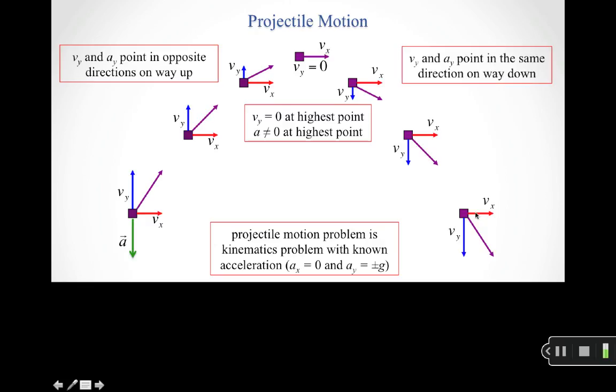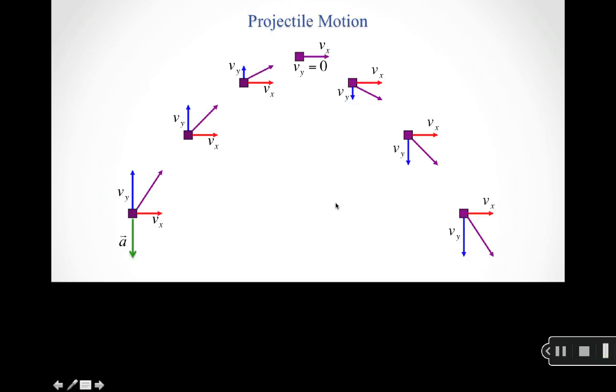So all these things I can summarize. I know that the y component of the velocity and the acceleration point in the same direction on the way down, which is exactly why my object speeds up. Right? This component gets larger because now the velocity and the acceleration both point in the same direction in terms of the y component. I know that Vx is unchanged during my entire flight. Again, that's because there is no horizontal component of the acceleration.